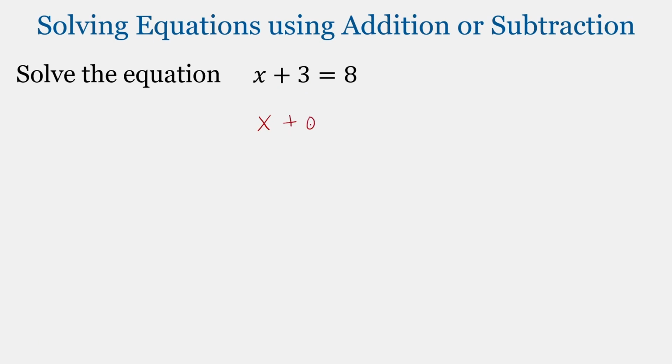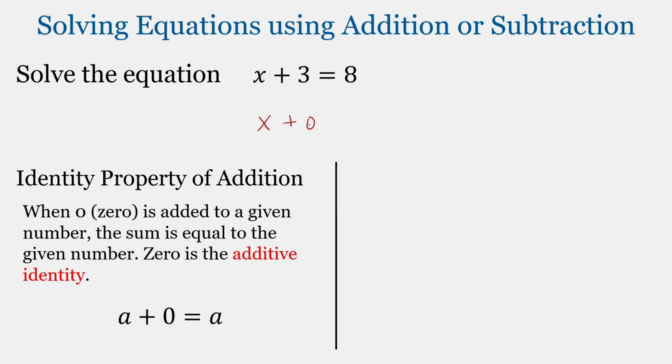Because 0 is what we call the additive identity. When 0 is added to any number, the sum is equal to that number. So a plus 0 is equal to a. In this case, we have x plus 0, so that's going to become x. So we have x by itself on one side.